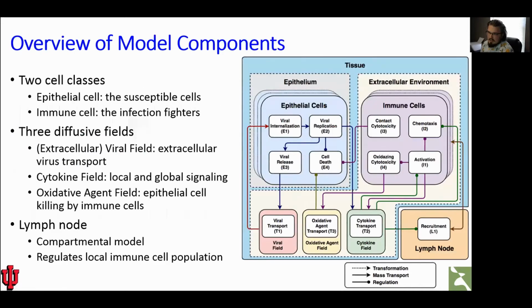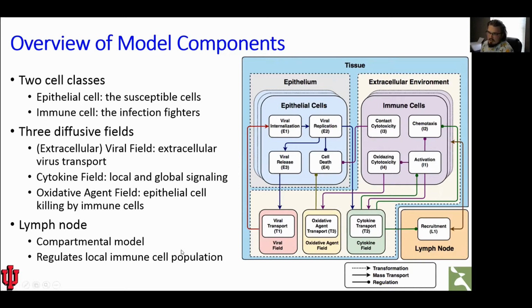So let's start with this model. This is the model that we've been building of viral infection. We do multi-scale modeling spanning subcellular interactions with viral infection all the way up to global immune cell signaling and recruitment, but primarily based on spatial modeling at the multicellular level at a local site of infection.